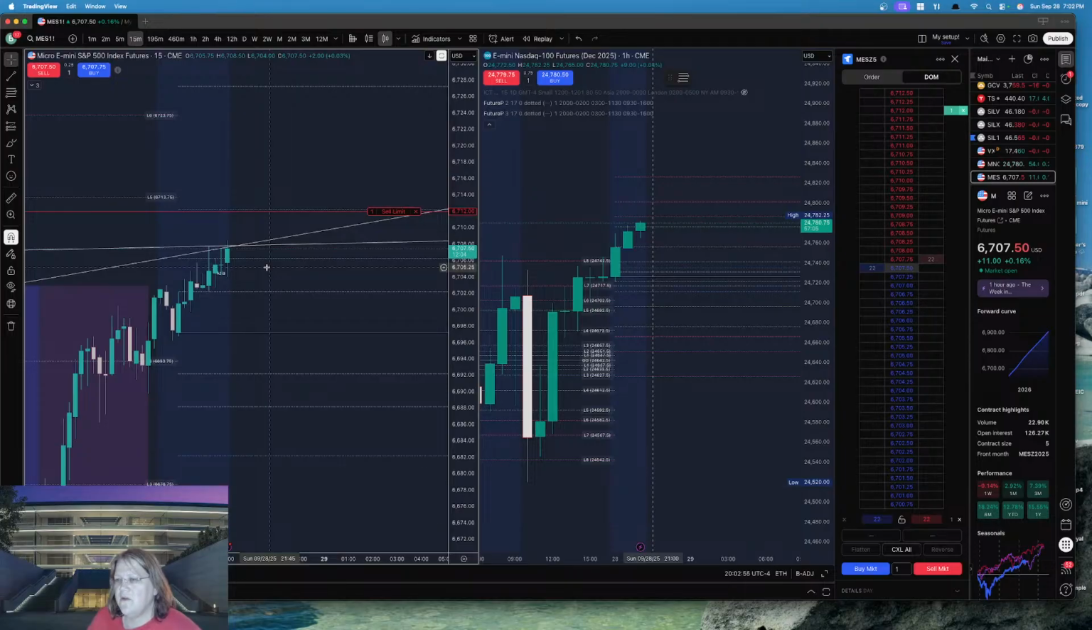So we did make a new high right there on that 15-minute. But let's say you wait on that to trigger, right? You missed from 6704 to 6708. That's 4 points on ES. Now, I didn't jump in because I'm waiting till we get to 6712 to take a short.